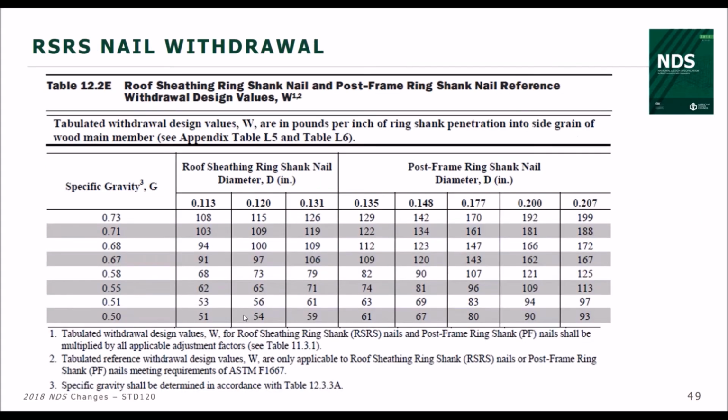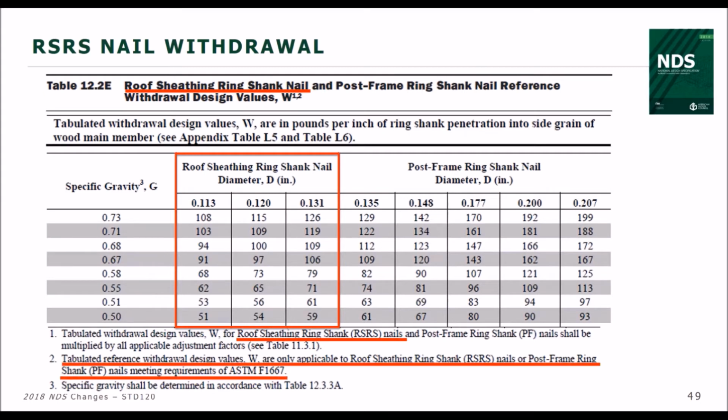So then we get to table 12.2E, which in previous versions of the NDS just included the post frame ring shank nails. Now we've added withdrawal capacities for the roof sheathing ring shank nails, and so those are tabulated here inside the box. We're going to show you a design example here in a second, so just hang in there, but you've got the design equation and the tabulated values to choose from based on this is just an excerpt of those different specific gravity values.